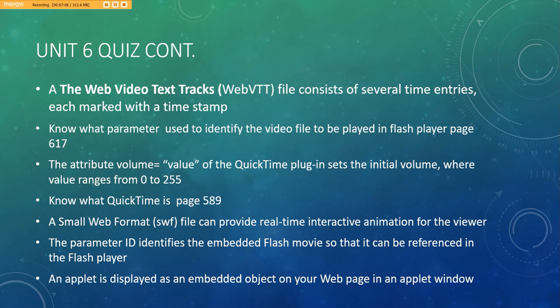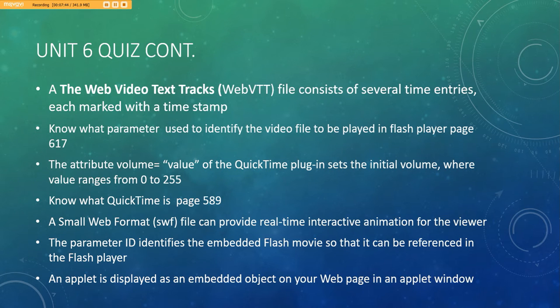The Web Video Text Track, the WebVTT file consists of several time entries, each marked with a timestamp. Know what parameter is used to identify the video file to be played in the Flash player. That's page 617. The attribute volume value of the QuickTime plugin sets the initial volume where values range from 0 to 255. Know what QuickTime is, page 589.